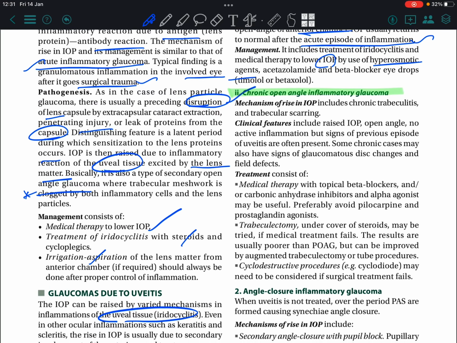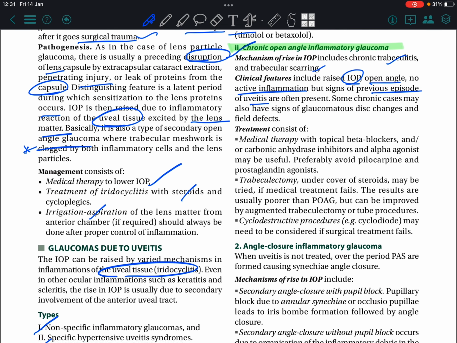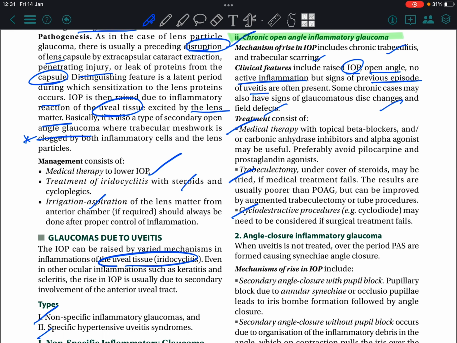Timolol and betaxolol. In chronic open angle inflammatory glaucoma, the mechanism of rise in IOP includes chronic trabeculitis and trabecular scarring. Clinical features include rise in IOP and open angle, with no active inflammation, but signs of a previous episode of uveitis are often present. Some chronic cases may also have signs of glaucoma, disc changes and field defects. Treatment consists of medical therapy, trabeculotomy, and cyclodestructive procedures, cyclodiode.